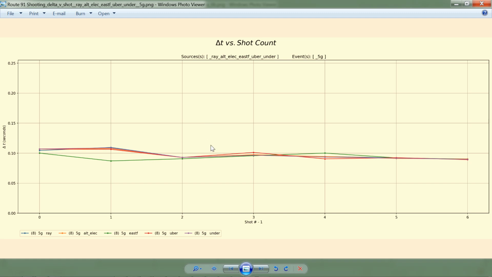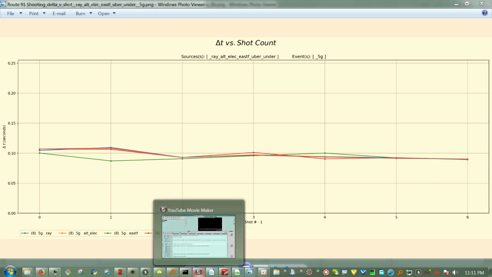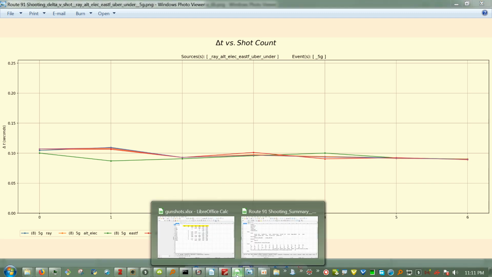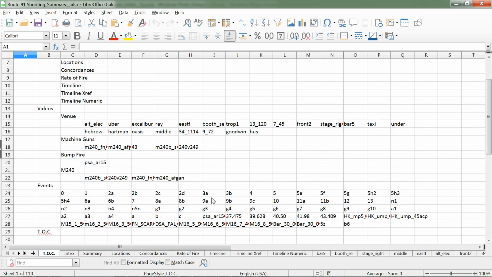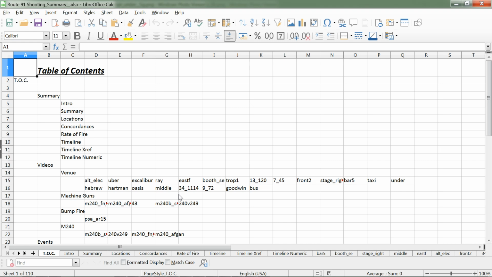The other thing you can do is put all that data into spreadsheets and run calculations on it. And I've done that and wrote a little program, not so little, that generates an Excel spreadsheet, although I use OpenOffice. In this, I made a selection of all the videos I have that I wanted to look at this specific time, and I've listed them here and broke them down into whether they're from the venue, or from an external timing of a machine gun, or from a bump fire, or from the M240 series of machine guns.